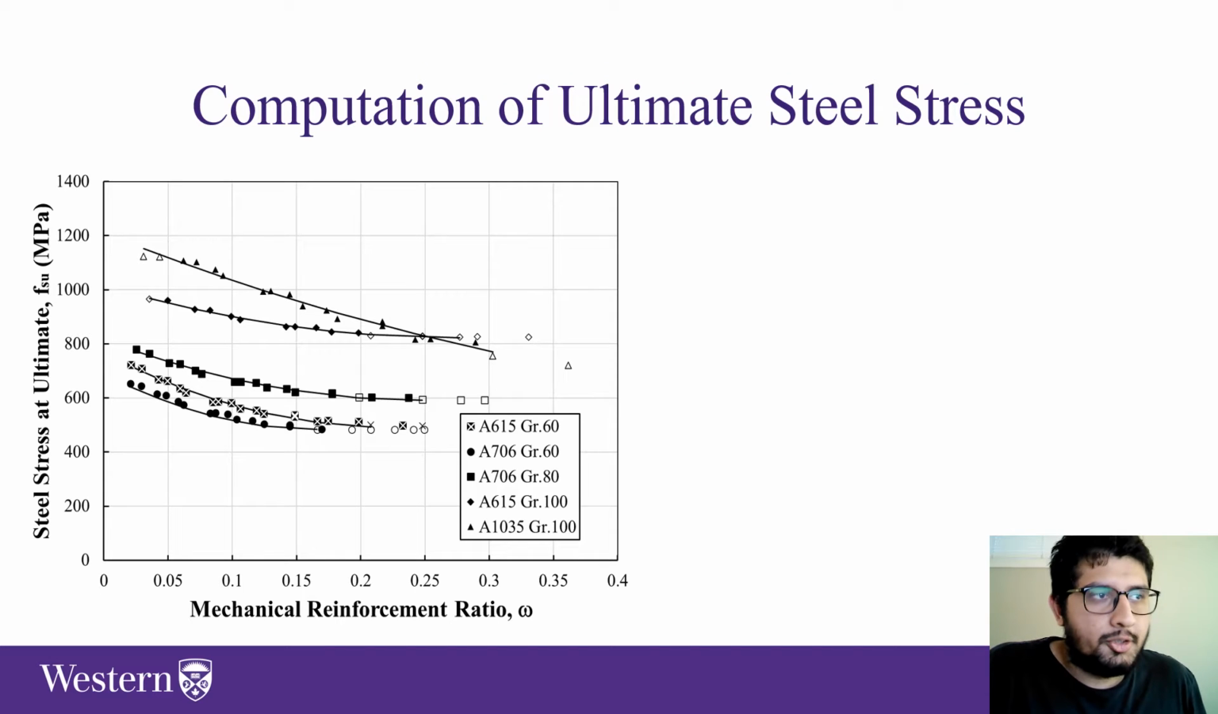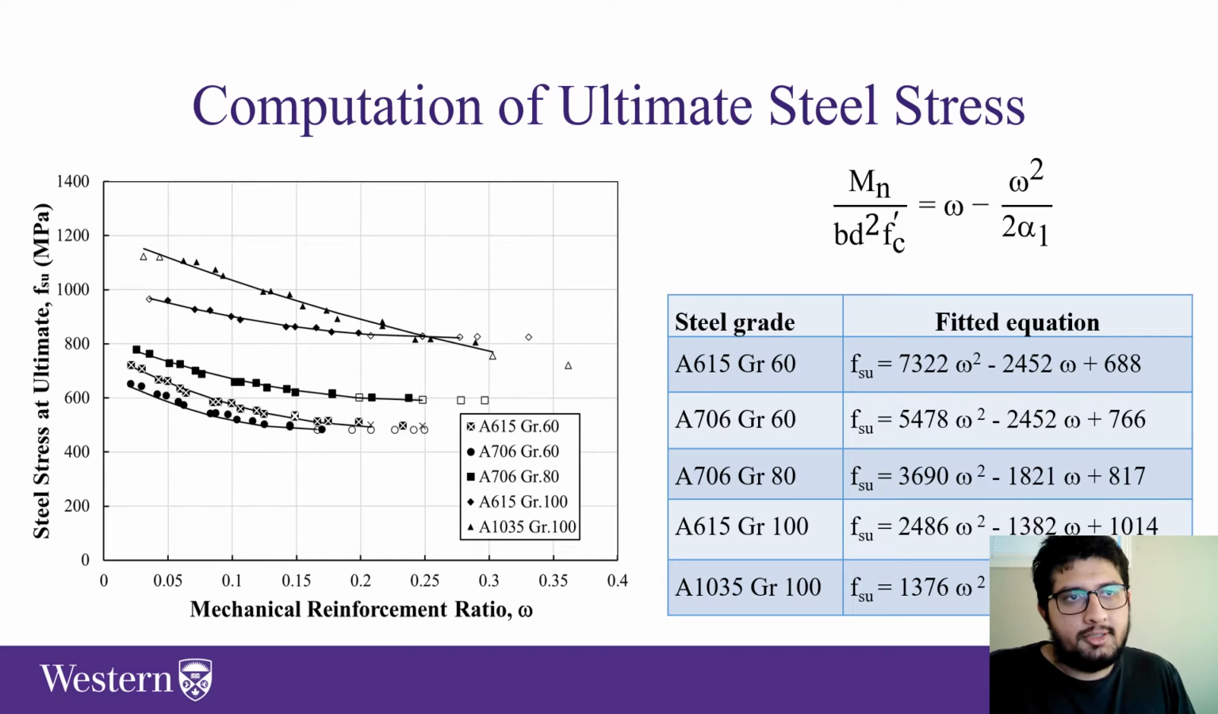This is a figure which shows the steel stress at ultimate plotted on the vertical axis and mechanical reinforcement ratio on the horizontal axis. The open markers are instances where the maximum moment was achieved at an extreme fiber concrete compressive strain which was smaller than 0.0035. And regression analysis again was performed, and fitted equations, as you can see in the table, were generated. And these can be useful for a designer, especially for a beam reinforced with A1035 grade 100 steel, because this steel doesn't have a distinct yielding point.